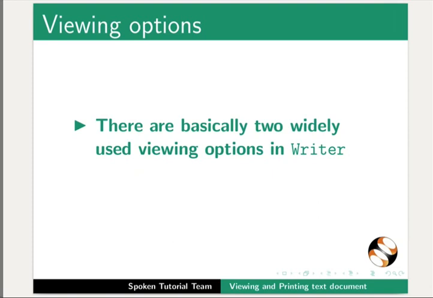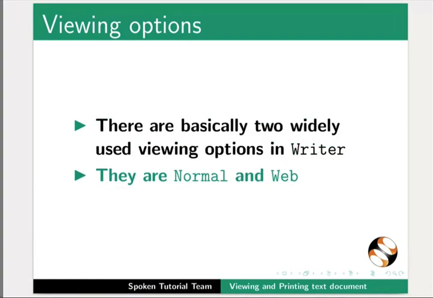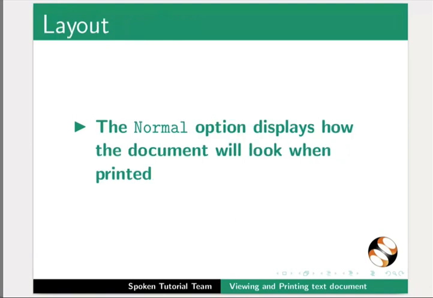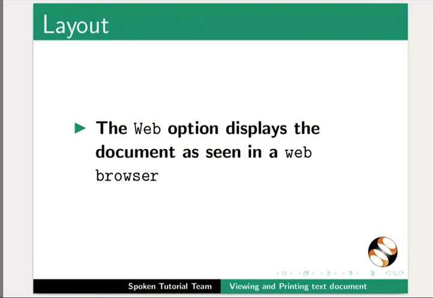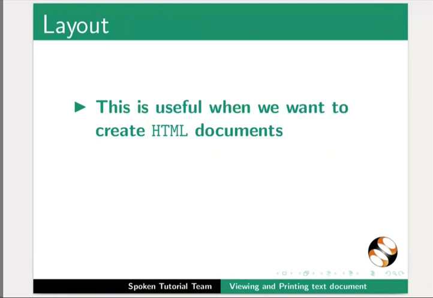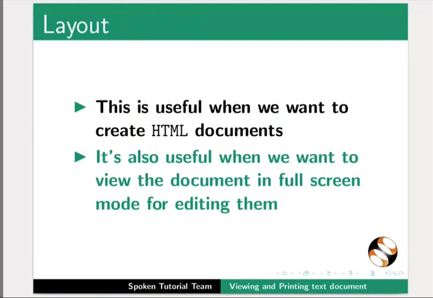There are basically two widely used viewing options in Writer. They are normal and web. The normal option displays how the document will look when printed. The web option displays the document as seen in a web browser. This is useful when we want to create HTML documents. It is also useful when we want to view the document in full screen mode for editing them.